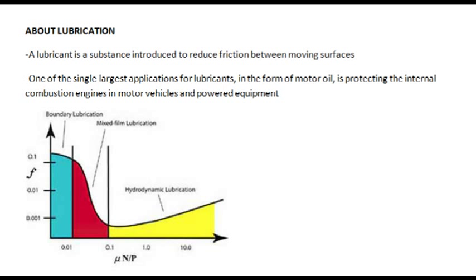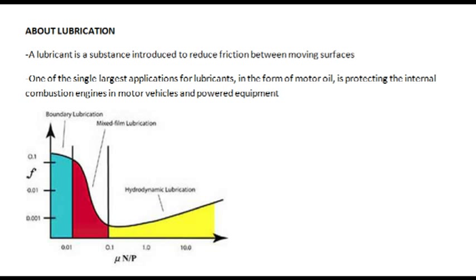I know you have a problem about lubrication. Now, I will explain to you the simple explanation about lubrication. Lubricant is a substance introduced to reduce friction between moving surfaces. One of the single largest applications for lubricants, in the form of motor oil, is protecting the internal combustion engine in motor vehicles and powered equipment.